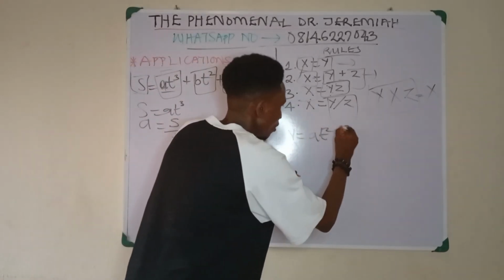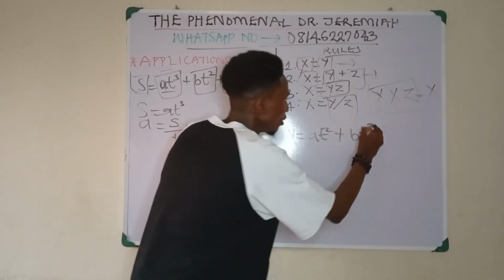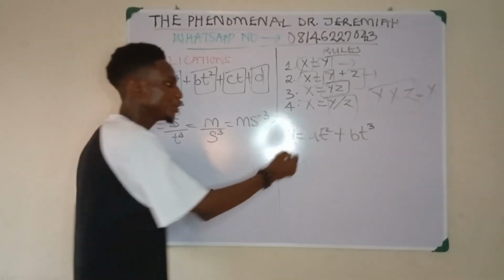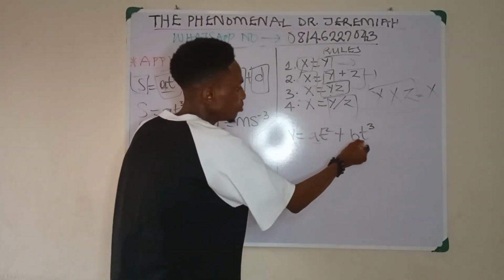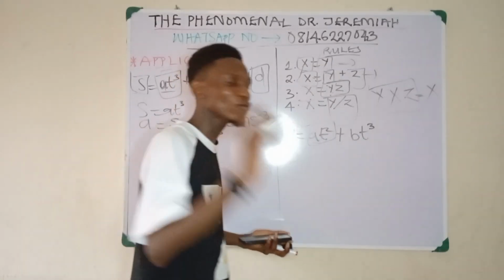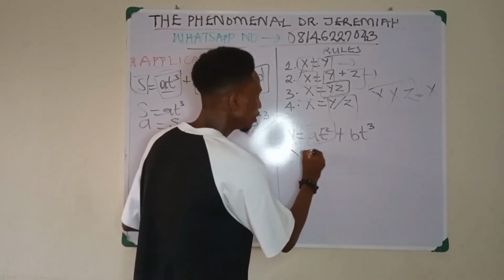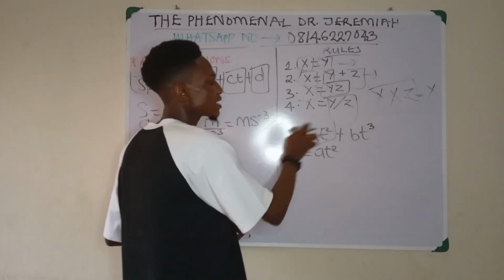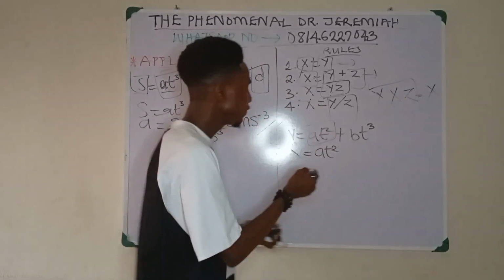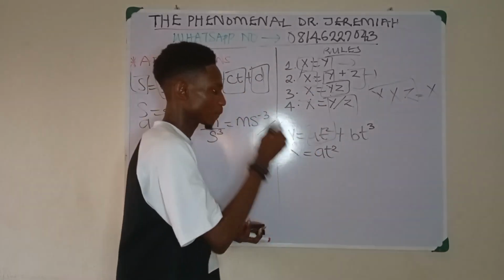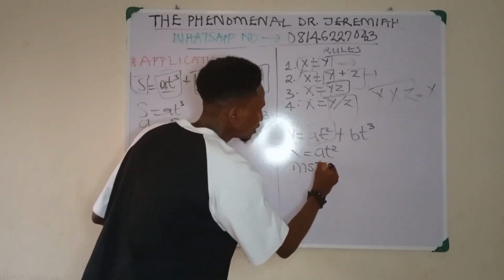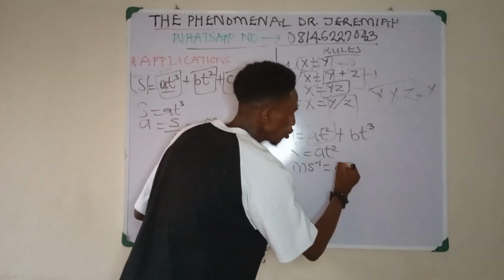AT squared plus BT cubed. Now, they say look for the units of A and B. Remember from the basis of homogeneity, we said that V equals to AT squared. That means these both terms are equal. So you have V equals to AT squared now. Now, what's the unit of velocity? Is meter per second. A, we don't know A.